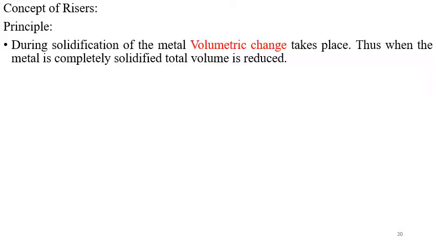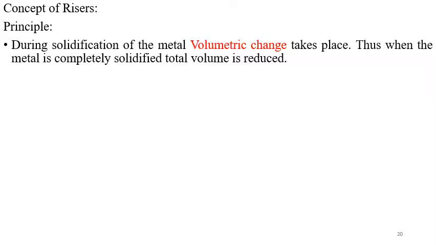During the solidification of the metal, volumetric changes take place. Why do volumetric changes take place? Thus, when the metal is completely solidified, the total volume is reduced, decreasing the dimensions. The volume lost at the time of shrinkage is called the shrinkage allowance. You already studied shrinkage allowances, machining allowances, distortion allowances, and warping allowances. So the main concept of the riser: during the solidification of the metal, volumetric changes take place.